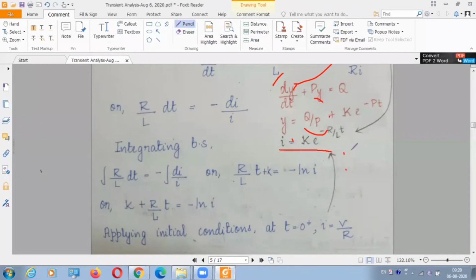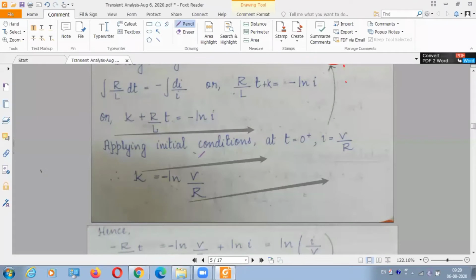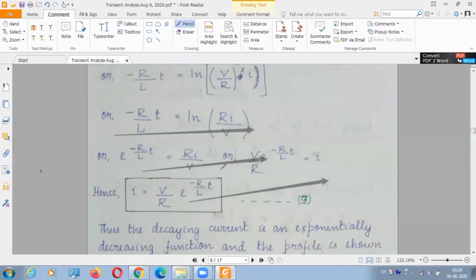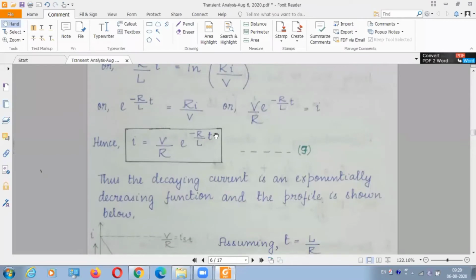I equal to V by R, so k is equal to V by R e to the power minus R by L into 0. Okay, next we put, you can follow this integration method, no problem, and go to the same calculation, and you will obtain this equation as I.